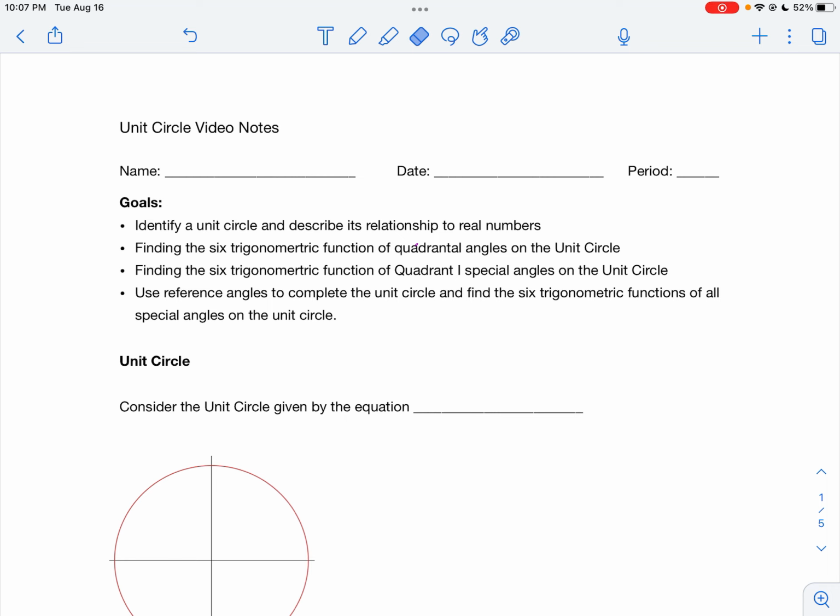And then we're going to use reference angles that we learned in the last video to find all the other special angles on the unit circle.